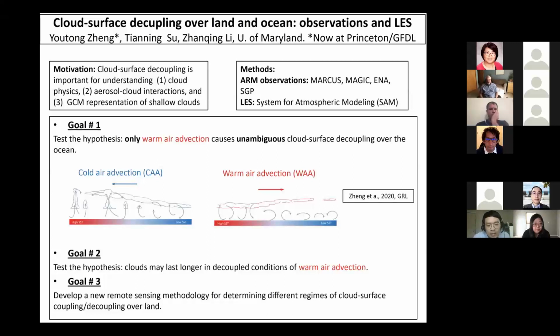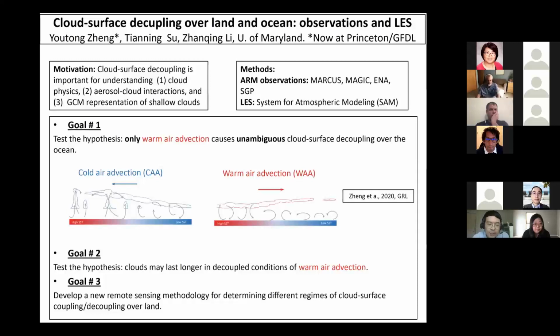The second goal here is to test the hypothesis that the clouds may last longer if they are decoupled from the sea surface. This hypothesis is somewhat inconsistent with our conventional wisdom. People often think that if clouds are decoupled, they lose the moisture supply from the sea surface, so this will reduce the lifetime of the clouds. But we think here that the opposite may be true, and I will explain why.